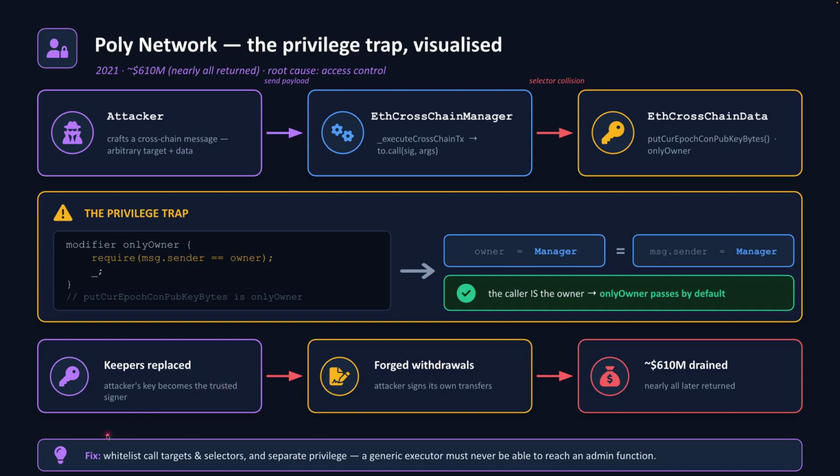So the lesson is whitelist call targets and selectors and separate privilege. A generic executor must never be able to reach an admin function. In the case of the Poly network ETH cross-chain manager contract, this is a generic executor. It can call any contract with any data. So a generic executor must never be able to reach an admin function.